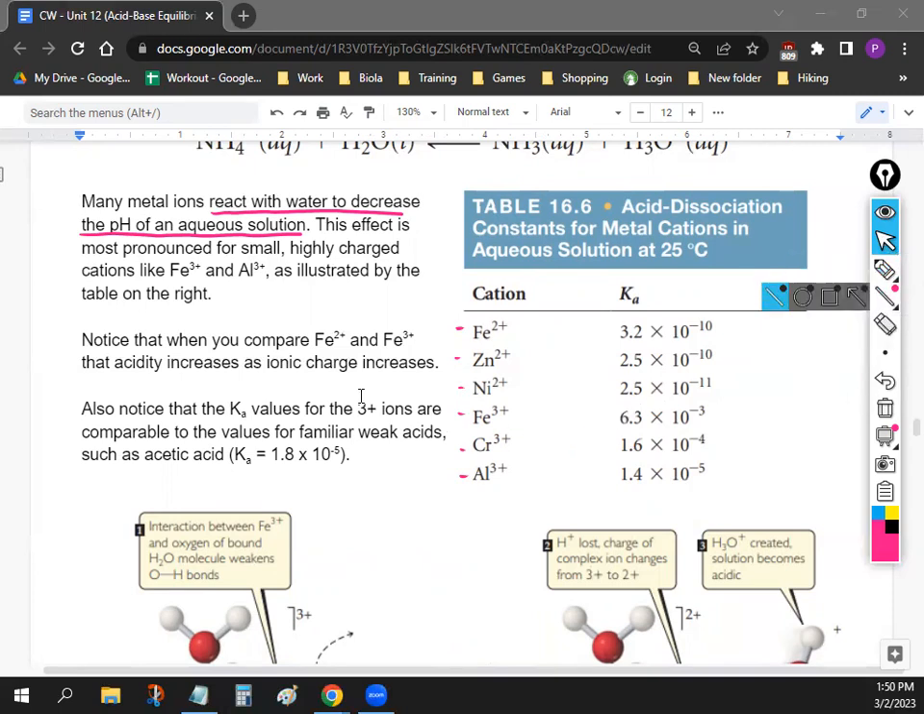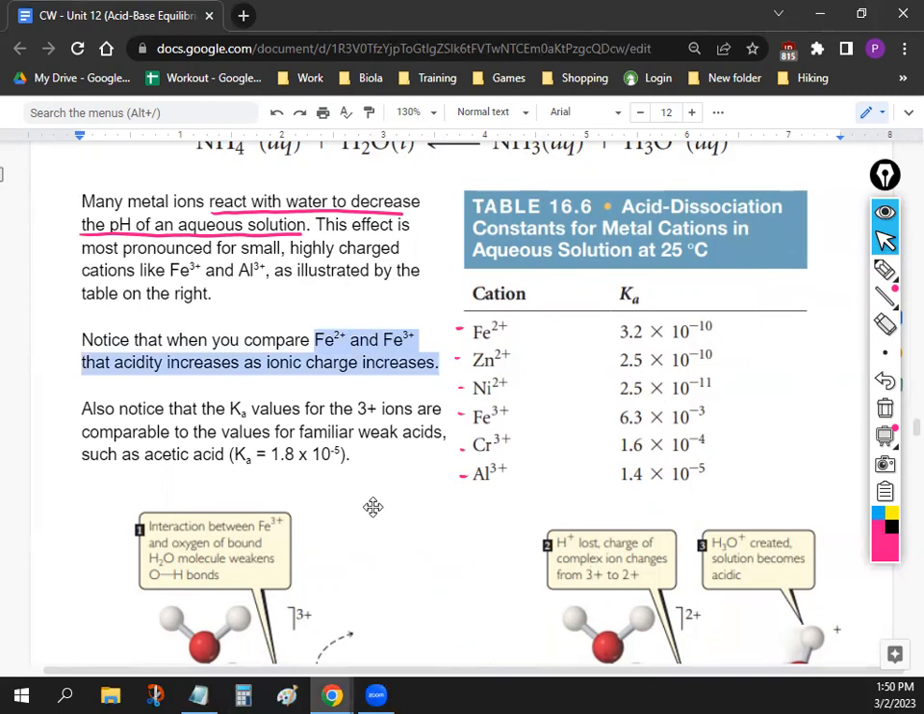And then the other thing that you want to keep in mind is that as the ionic charge increases, the acidity will also increase. Okay. And I'll talk about why in just a sec, but just keep that in mind. Metal ions, they're going to react in water to decrease the pH.